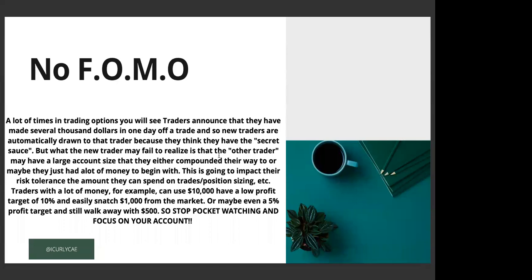Now, a lot of times in trading options, you will see traders announce that they have made several $1,000s in one day off of a trade. And so new traders are automatically drawn to that trader because they think that they have this secret sauce. But what the new trader may fail to realize is that that other trader may have a large account size that they either compounded their way to, or maybe they just had a lot of money to begin with. Now, this is going to impact their risk tolerance, the amount they spend on trades, position sizing, et cetera.